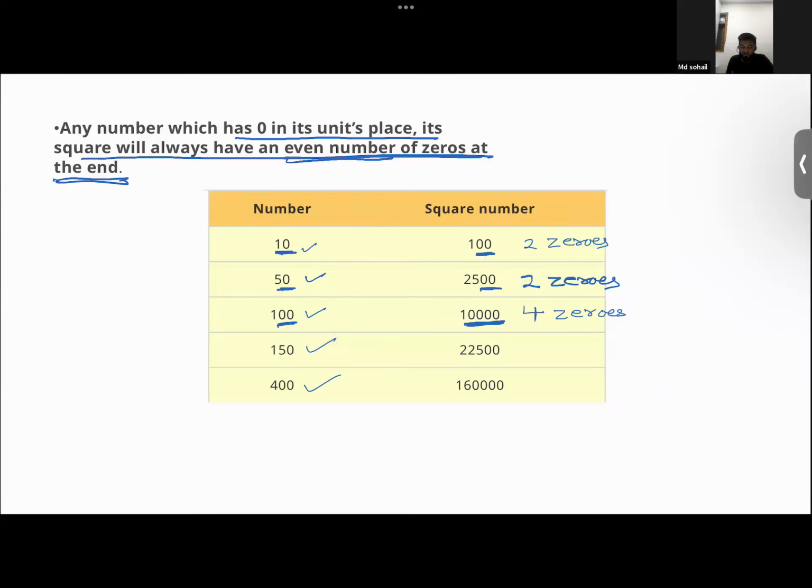Right. Arhan, what about 150? How many zeros? Sir, 2. There are 2. Similarly, for 400, there are 4 zeros here.